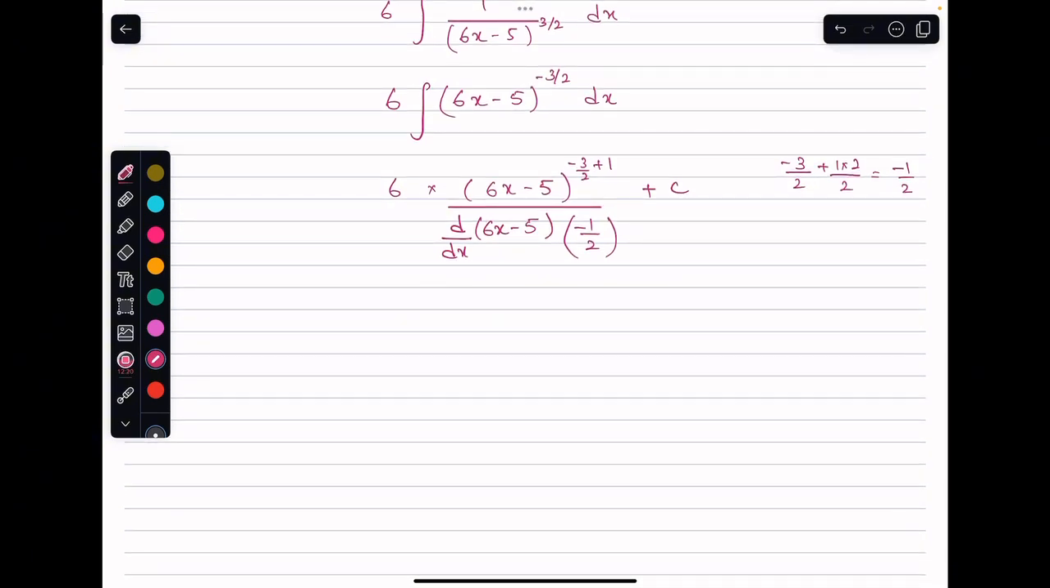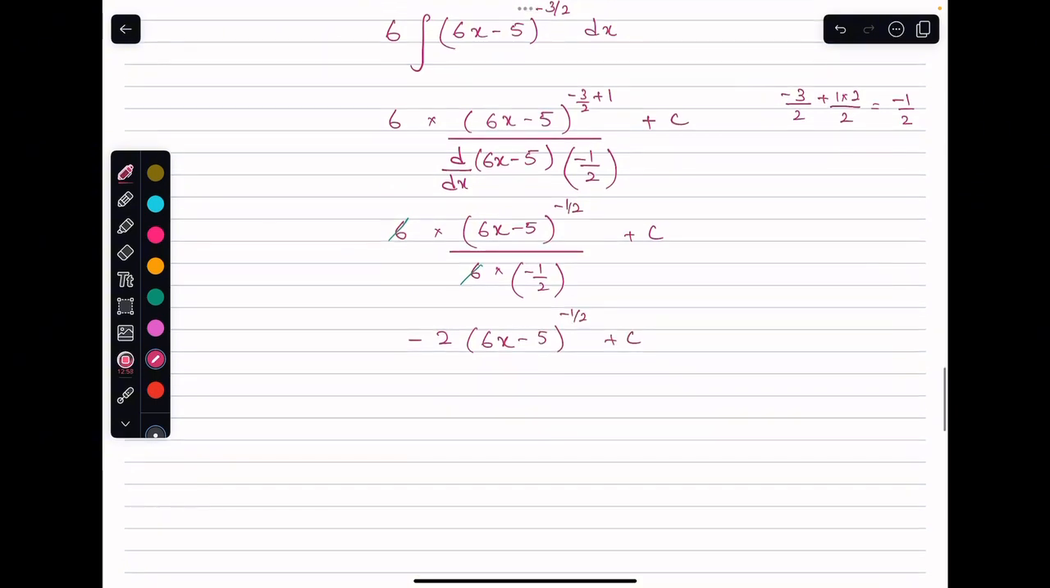So this means that this function is basically 6 into 6x minus 5 to the power negative 1 by 2, and then this should get divided by the differential of 6x minus 5, which is just a 6, times a negative 1 by 2, and then a plus c. So what I can see here is that the two sixes get simplified. Negative 1 by 2, I can just reciprocate this, making it a negative 2. And then it's 6x minus 5 to the power negative 1 by 2 and a plus c.